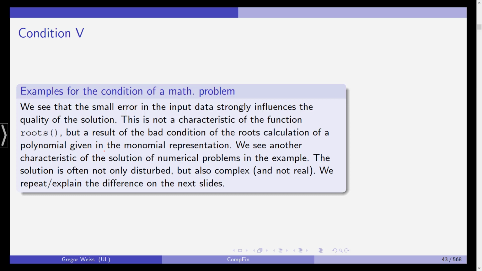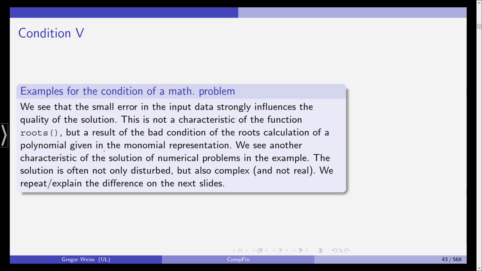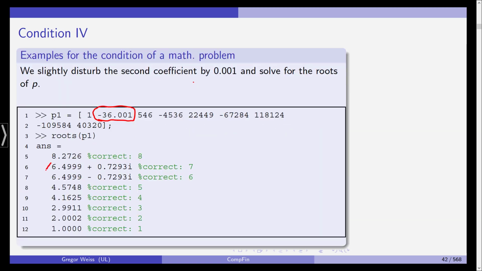For example, with roots, never use the monomial representation. You should use a different representation, for example, Chebyshev or Lagrange or some other representation. This is much better suited. We'll come back to this later when we talk about interpolation. So this is one problem. Now, if you look at this here, you might see that this is a weirdly looking number. And this is actually not a real number. This is a complex number, a komplexe Zahl.